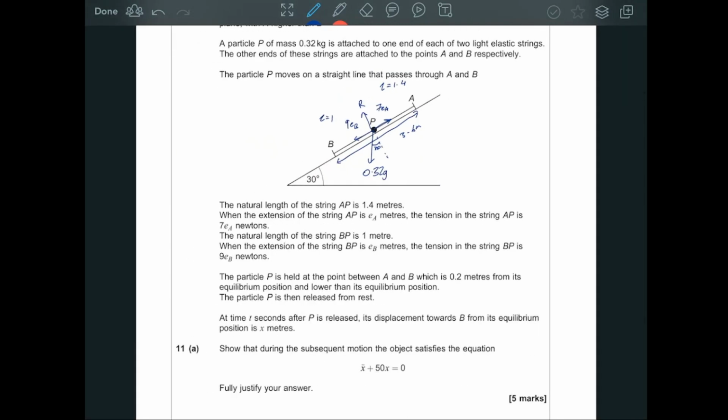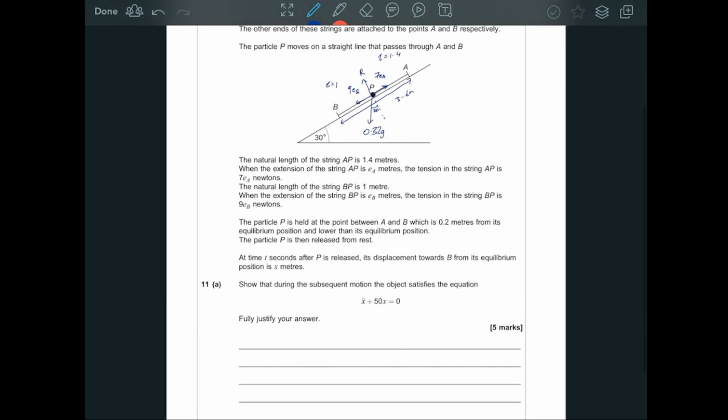This is a 5-mark question, so I can't just write it down. I need to do some work. The first thing that I want to do is probably find my equilibrium position. Then I'll draw another picture to deal with the general position.